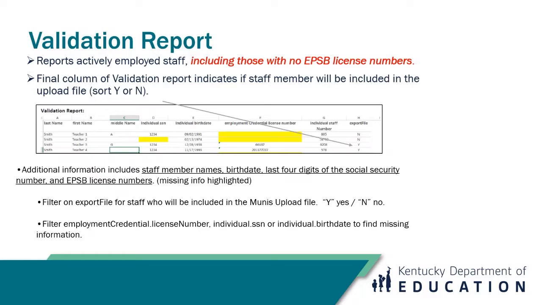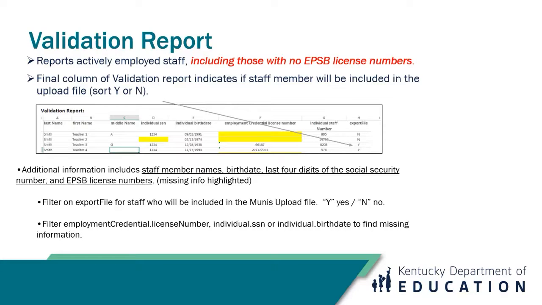For the validation report, it will report actively employed staff, and in red here, including those with no EPSB ID license number. So it's going to pull all of your active staff. But in the final column of that report, you're going to see whether or not that member will be included in that upload file. You can sort that to yes, they'll be included, or no, they will not be included. Other information you're going to see in that file would be your members' names, their birth date, last 4 of their social security number, and their EPSB license numbers.